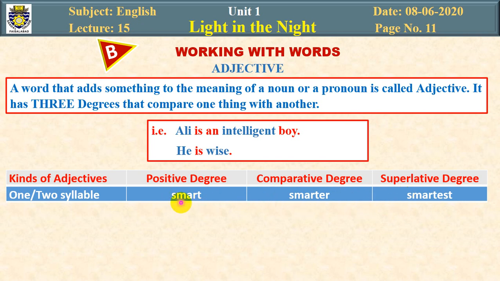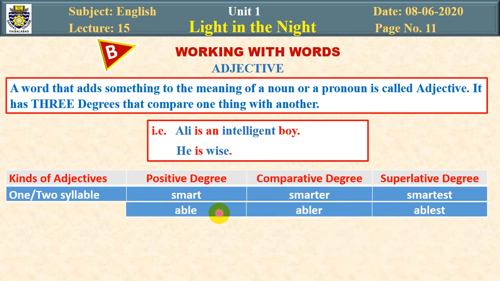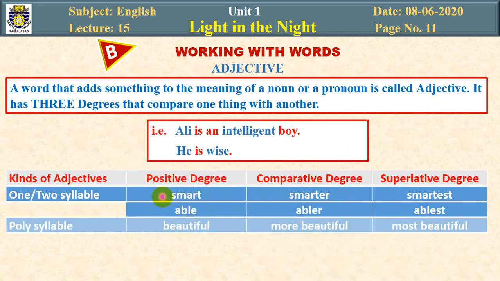For example, smart is a 1 syllable adjective. We will add er and est to make comparative and superlative degrees. So smart, smarter, smartest. Let's see another example, that is able. You know, able has 2 parts, 2 syllables. It will also take er and est to make comparative and superlative degrees. Able, abler, ablest.